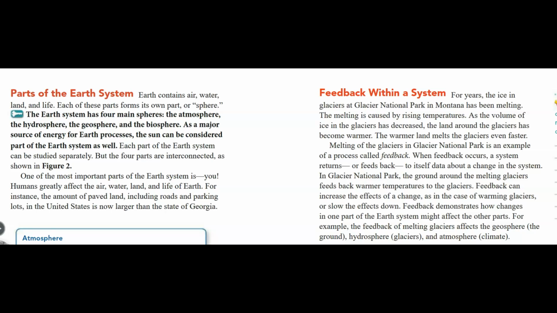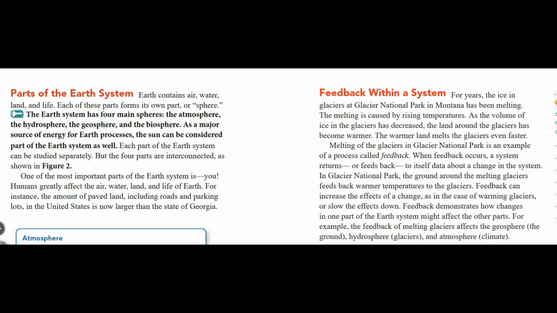Humans greatly affect the air, water, land, and life of Earth. For instance, the amount of paved land, including roads and parking lots, in the United States is now larger than the state of Georgia. For years, the ice in the glaciers at Glacier National Park in Montana has been melting. The melting is caused by rising temperatures. As the volume of ice in the glaciers has decreased, the land around the glaciers has become warmer. The warmer land melts the glaciers even faster.